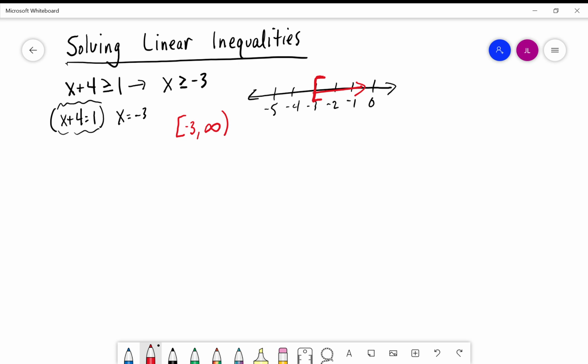Now I want to get into negatives. If we ever have to multiply or divide by a negative number in an inequality, we have to flip the sign.